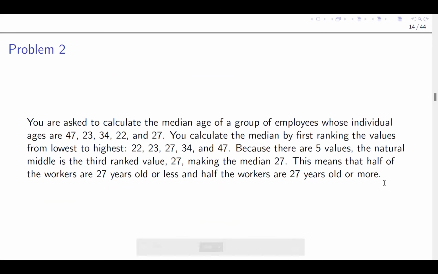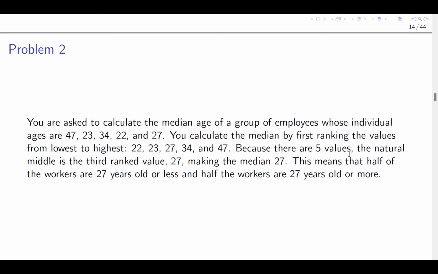Let us now look at an example. You are asked to calculate the median age of a group of employees whose individual ages are 47, 23, 34, 22, and 27. Now you can calculate the median how? By first ranking the values from the lowest to the highest. So when you rank them, you get 22, 23, 27, 34, and then 47.